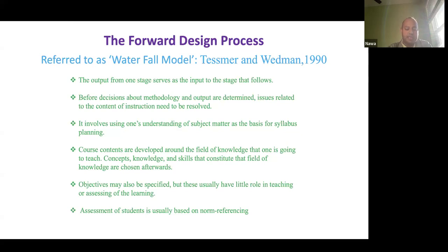So how do we decide the content in the syllabus? It really depends on the person that is putting together the syllabus: how much he knows about the topic, what he thinks are the important aspects of the topic. For example, if he's going to put together a University Physics 1 class, it really depends on what topics he thinks are important for the class. All of those contents are developed around the field of knowledge of the person that is putting it together. And after he determines the contents and the syllabus, then the concepts, or what knowledge and skills to impart to the students, will be decided after we have chosen the contents.